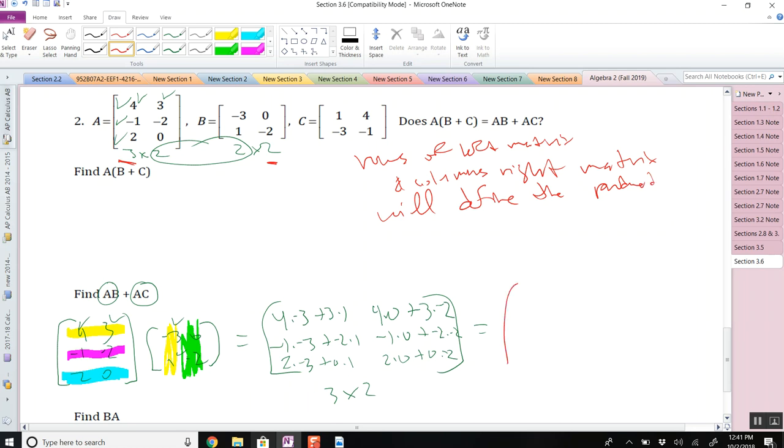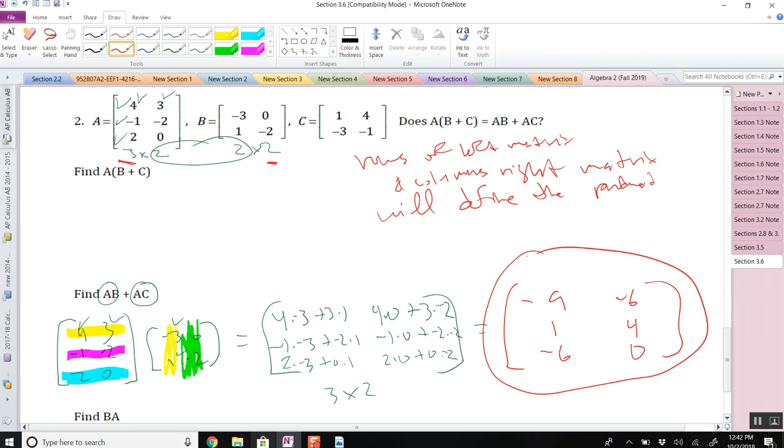So if I work it all out, I should get, I think, negative 12 plus 3 is negative 9, 0 plus negative 3 is negative 3, 3 times 3 plus negative 2 is 1, 4, negative 6, and 0. And there's a way you can do this in the calculator. We'll talk about that in class. But that's why we care about the dimensions matching up.